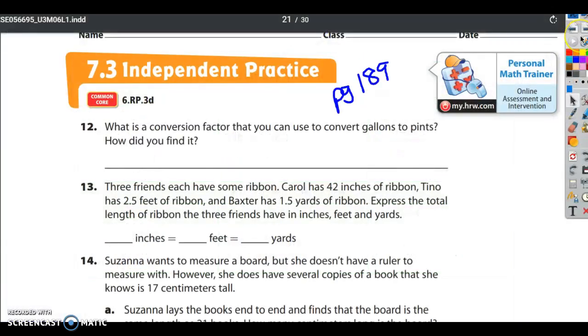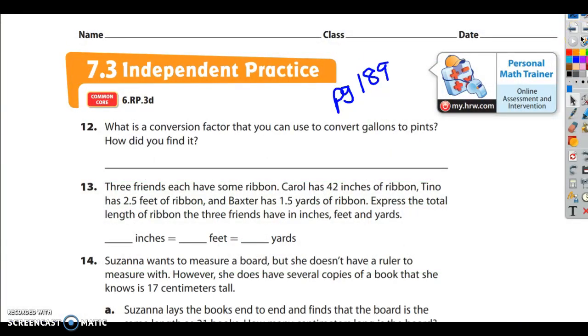So I'm going to go back to my page here. What is a conversion factor you can use to convert gallons to pints? It says, how did you find it? I'm going to write 1 gallon equals 8 pints. And it says, how did you find it?